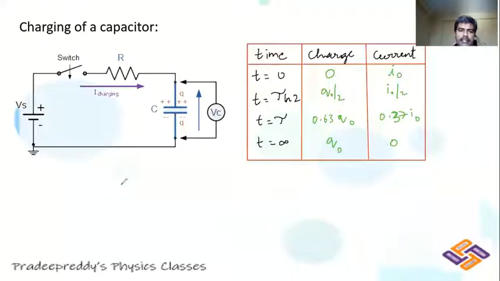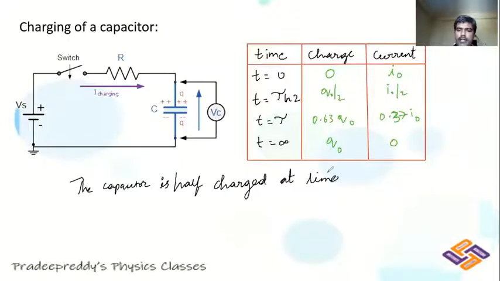So when the switch is closed, you need to remember that the capacitor is half charged at time t is equal to tau ln 2, the natural logarithm of 2. At this particular time, the capacitor is half charged. Remember this.